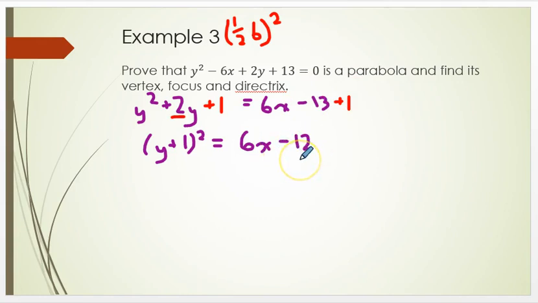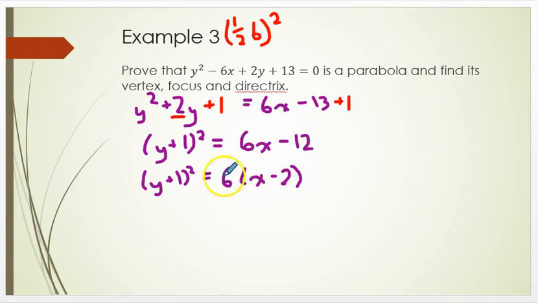So we're almost there. There's one more step that we need to perform here. The left side is finished, so I'm going to leave that as (y plus 1) squared. But on this right-hand side, I see that there's a GCF that I can factor out of here. So I'm going to take 6 out of both of those terms, which would leave me with x minus 2. So if I distributed this back out, it would be 6x minus 12, which is what I had originally.